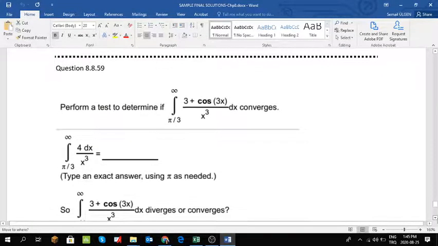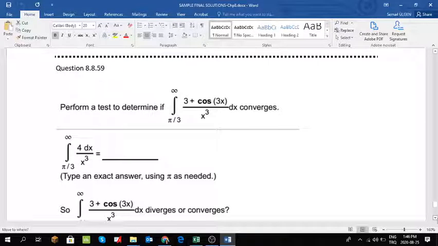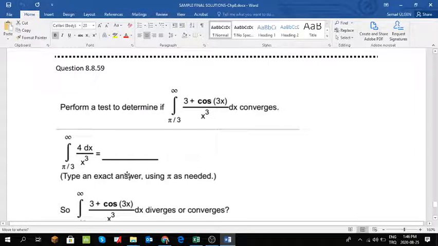And the next question, 59. They're asking to perform a test to determine if this integral is convergent or not. But they first give you some hint. So they are asking you first, is this convergent? If this is convergent, can you find the exact value? Yes, actually we do, right?